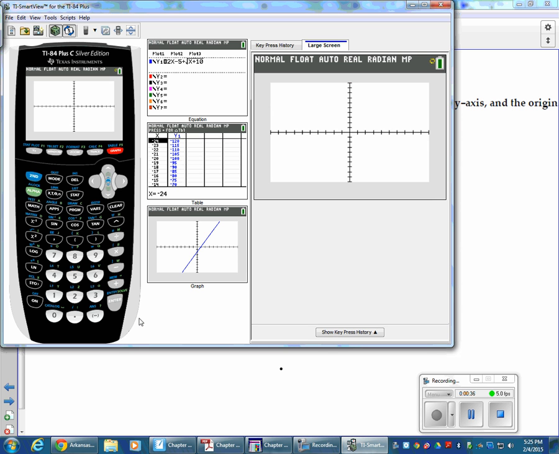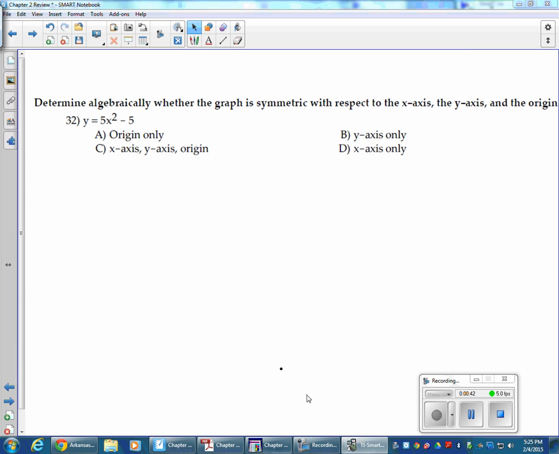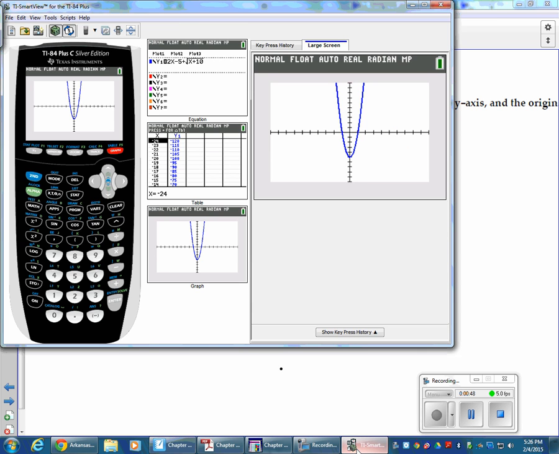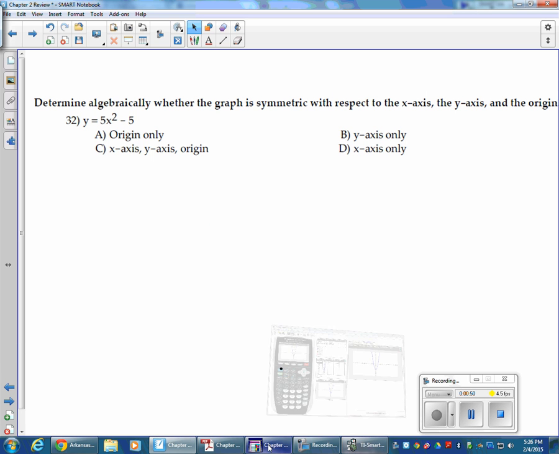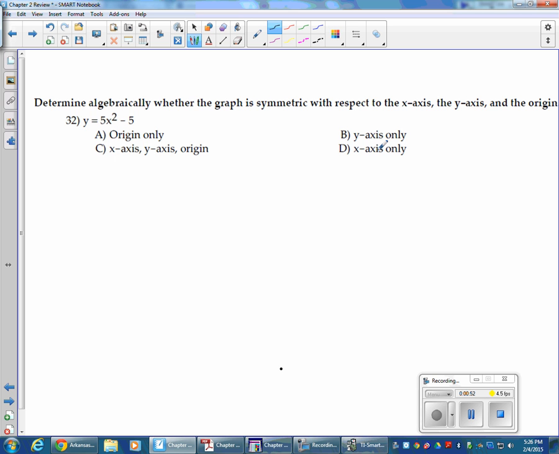And what we want to figure out is if it's symmetric to the y-axis or the x-axis and the origin, and this appears to be symmetric to the y-axis. So y-axis only, not the x-axis, not the origin. It doesn't rotate at all. So this would be the y-axis. So I'm going to answer B.